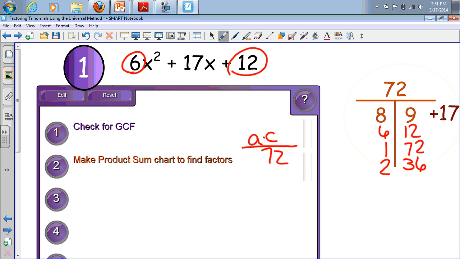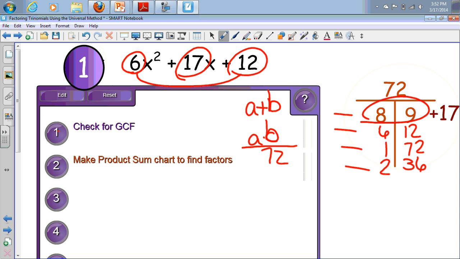Okay? So you make a product sum chart because remember this is just like it. You're going to take A times B, and that has to be the same as, then you have A plus B, which has to be 17. So you're looking for factors over here that you can add together to get 17. Well, as you can see, that's 8 plus 9. Okay? So we did that.